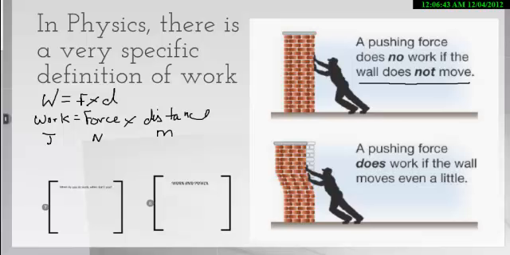Okay, so over here, a pushing force does no work if the wall does not move. So you can apply all the force you want. If you don't move an object, according to physics, you actually don't do any work. However, if you were to move this wall a measurable distance, now you are doing work. Let's look at some more specific examples here.